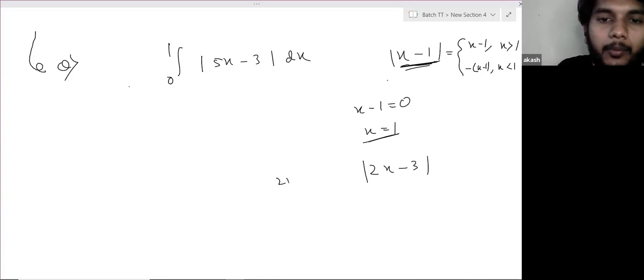So first step, we put 2x minus 3 equals to 0. So x equals to 3 by 2. Now how to open this whole thing?